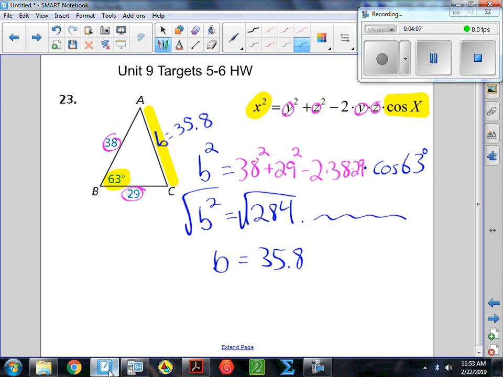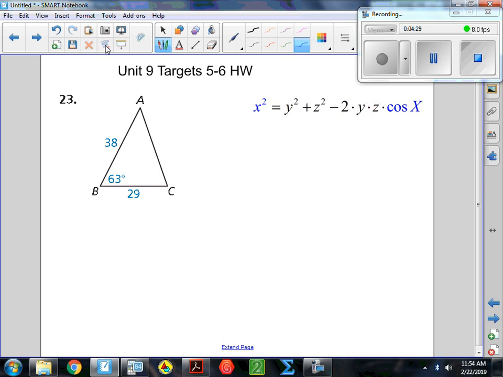So now I have all three sides of the triangle. I do want to find the other two angles, which means I'm going to need to use the law of cosines again. So I'm going to delete some stuff that I have here and try to use the law of cosines. Let's see if I can remember b equals 35.8. I can get rid of everything else. So b equals 35.8. Or I could just put a 35.8 there.